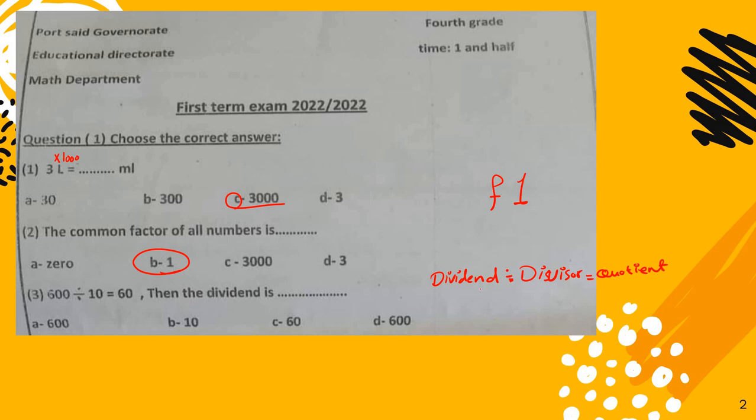تمام. So the dividend is the first number, then the divisor. الديفايزر ده اللي هو عبارة عن مين؟ اللي هم أصحابي اللي أنا عاوزة أقسم عليهم. Then the answer is quotient. Okay, so the dividend, which is the first number, is what? Is 600.